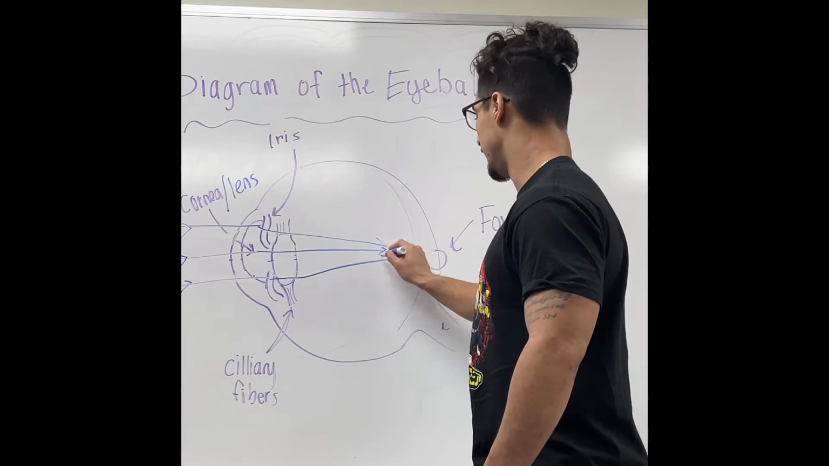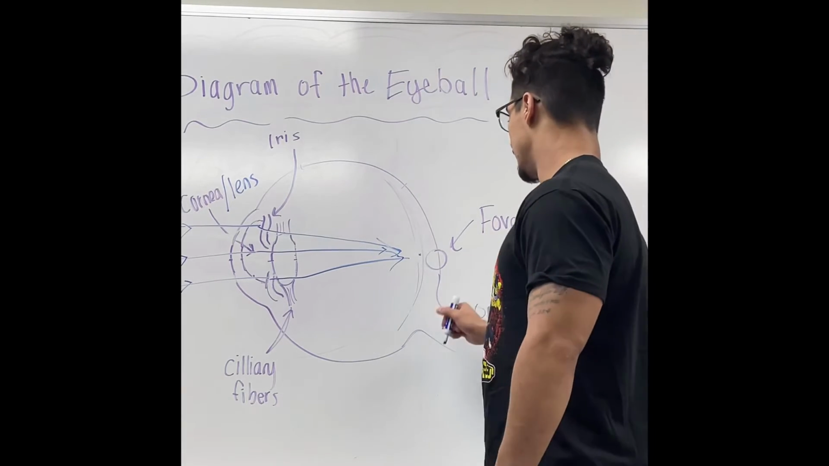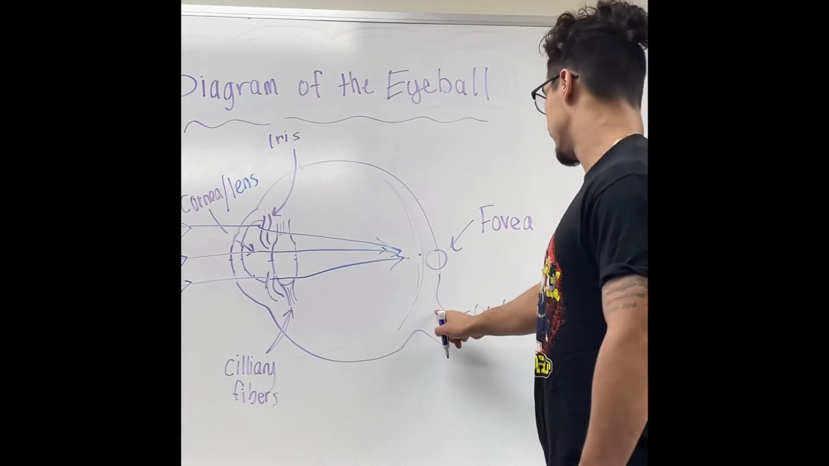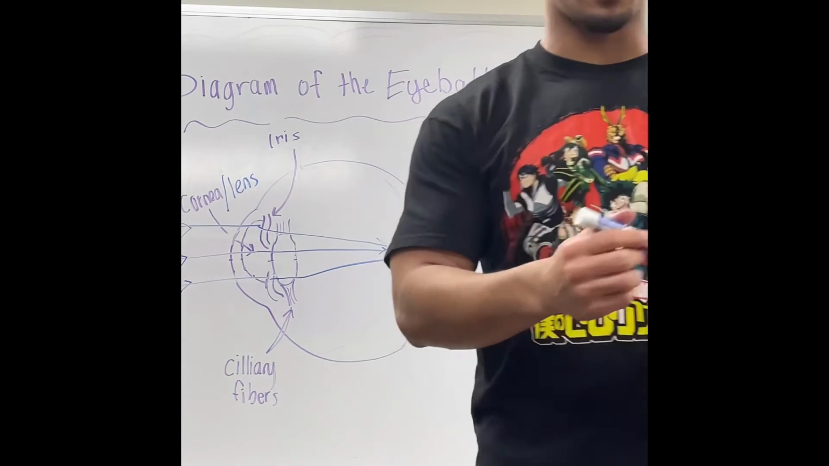So they're all hitting the center of the retina. And then that information is translated to the optic nerve, which leads to the brain and allows us to process said images.